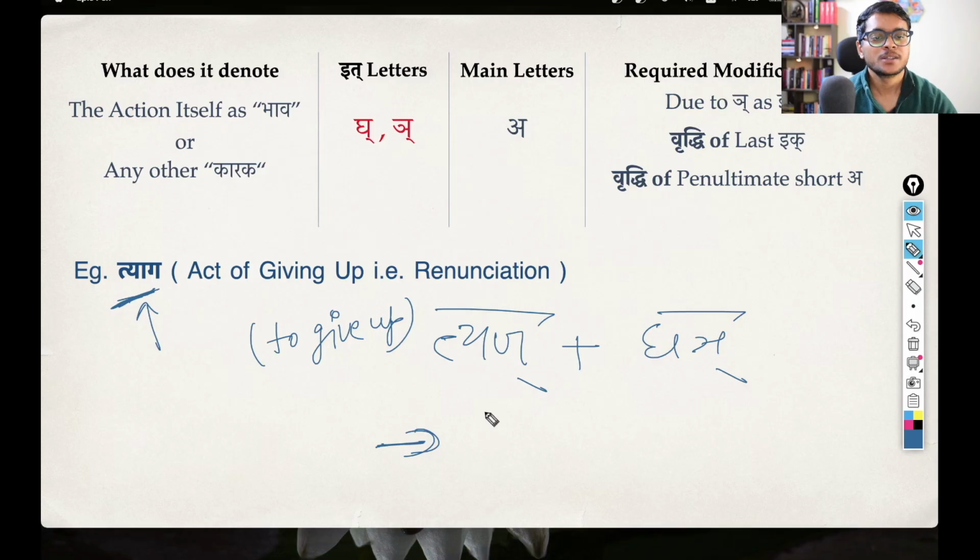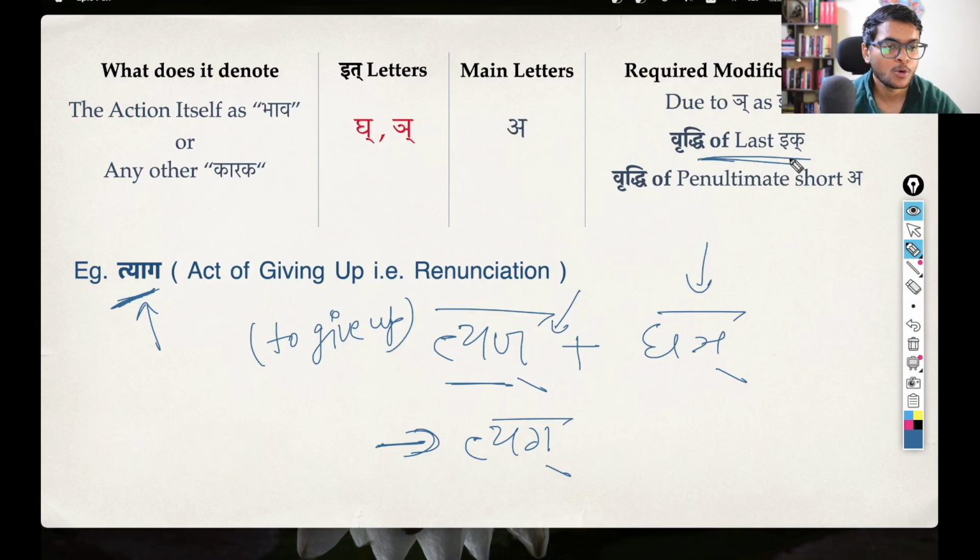So now let us modify this dhatu using ghain pratyaya. The first additional rule, remember, is that if a dhatu is ending with a cha or a ja, then it changes into ka or ga respectively. So this tyaj will change first of all into tyag. This modification happens particularly for this suffix. Okay, so tyaj changes into tyag. And now we will see if these modifications are possible. Vriddhi of last ik is not possible because it is ending with a consonant. Vriddhi of penultimate short a, okay, this is possible. Because here in tyag, as the penultimate, the second last letter, we have a short a.